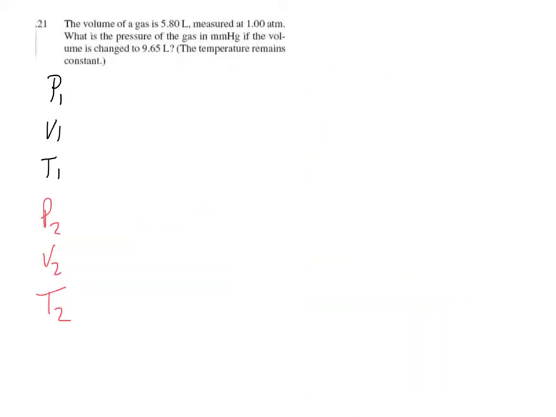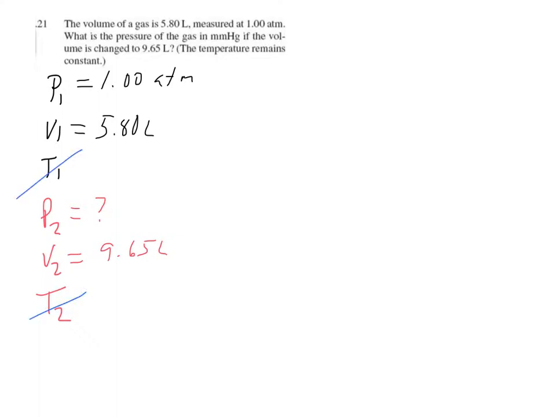Alright, this problem is similar to the last. They tell us that a volume of gas is 5.80 liters measured at 1.00 atmospheres. What is the pressure of the gas in millimeters of mercury if the volume is changed to 9.65 liters, so our new volume is 9.65 liters. And we want to know, what is the new pressure in millimeters of mercury? They tell us that temperature is constant.